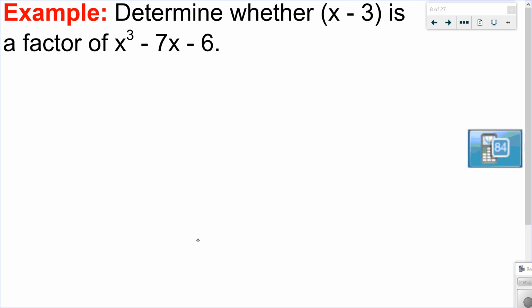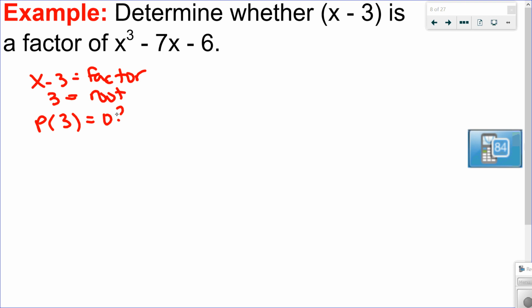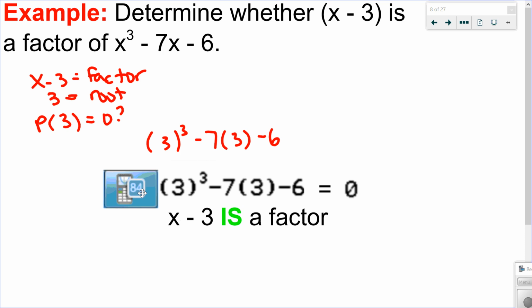So I want to determine whether x minus 3 is a factor of x cubed minus 7x minus 6. So x minus 3 is equal to the factor, which means that positive 3 is equal to the root. So I want to know the value of the polynomial at 3. Is that equal to 0? So substituting in for my x's, I'm going to have 3 cubed minus 7 times 3 minus 6, and I want to know, does that equal 0? So I can plug that into my calculator, and since it equals 0, that means that x minus 3 is a factor of the polynomial.